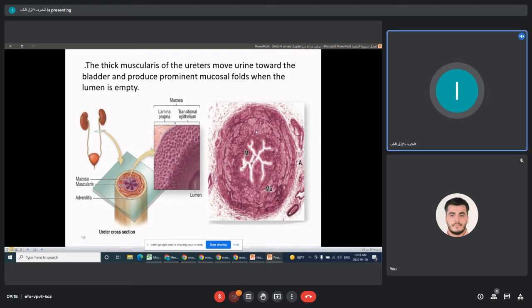Also, this is a section of the ureter. Here we see the outer layer adventitia, the thick muscularis of the ureter that helps to move the urine toward the bladder and produces prominent mucosal folds when the lumen is empty. So this is an empty ureter. These folds will become less when the ureter is filled.